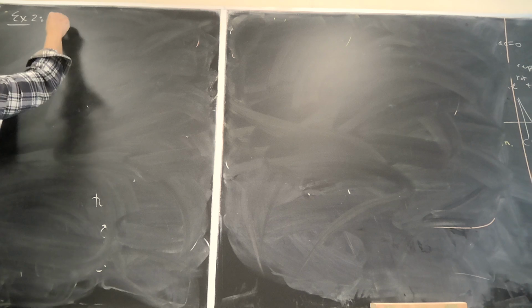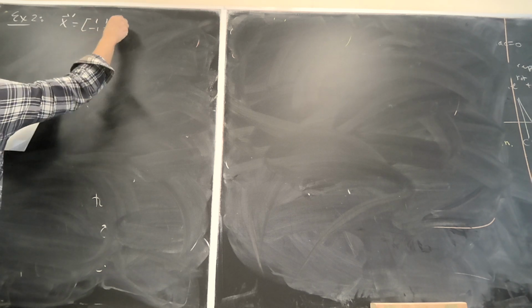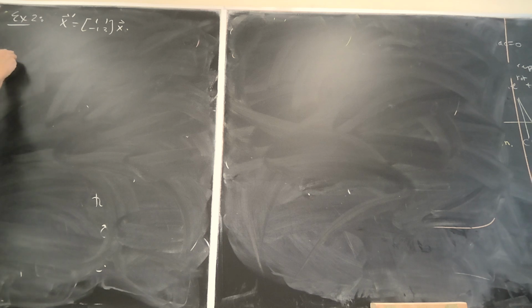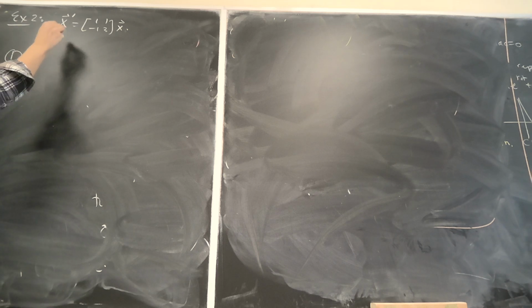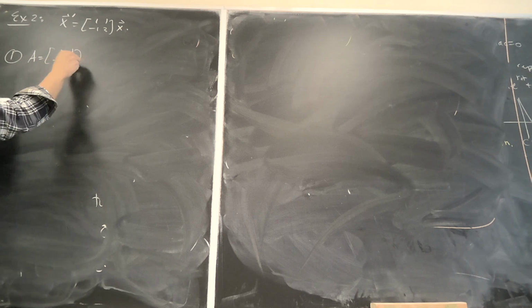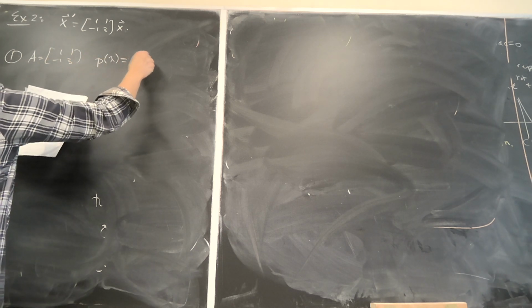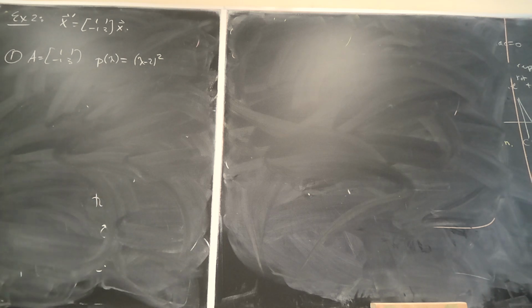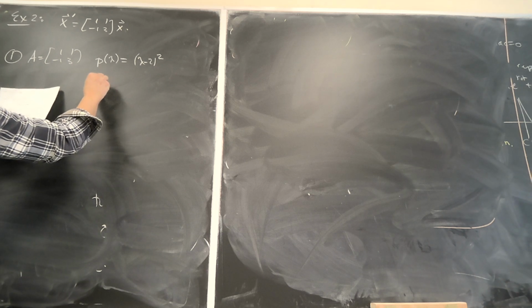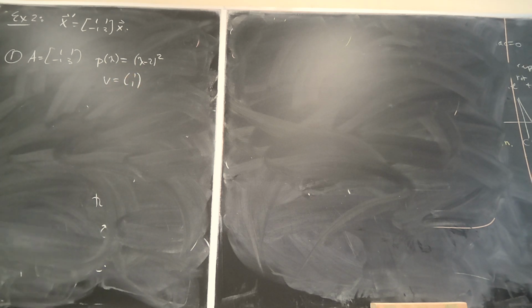So if I wrote down x prime is equal to [1, 1; -1, 3] x, and in step 1, I tell you that this matrix A, which is [1, 1; -1, 3], has characteristic polynomial equal to (lambda - 2) squared. And it has an eigenvector, v, which is (1, 1). Just one eigenvector. So this is another defective matrix.